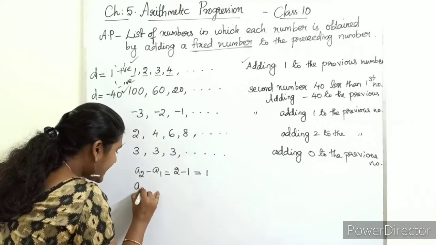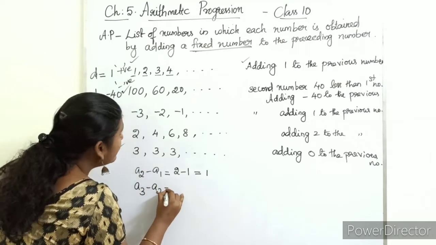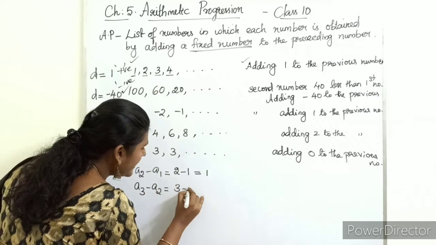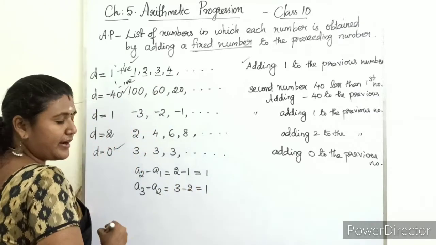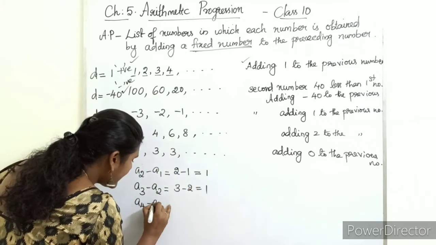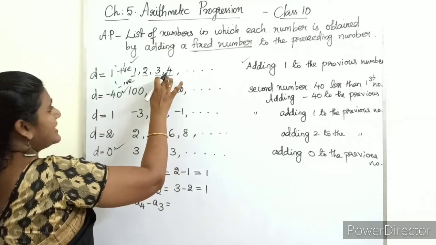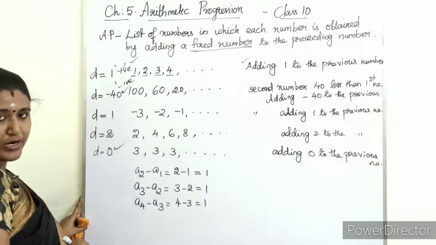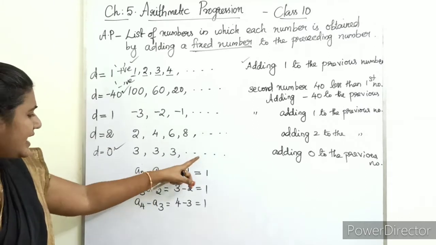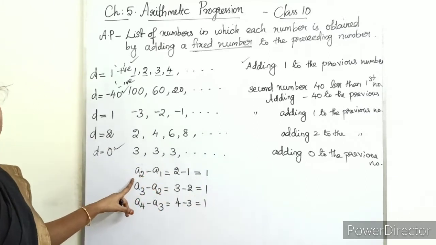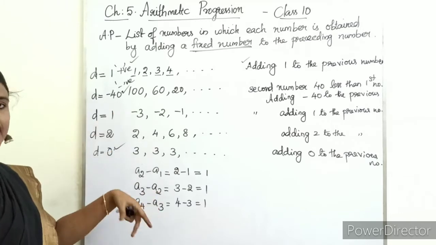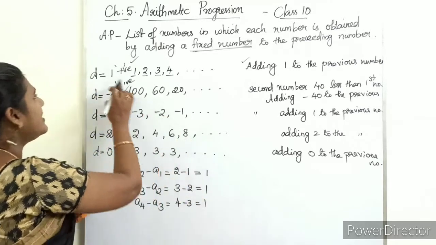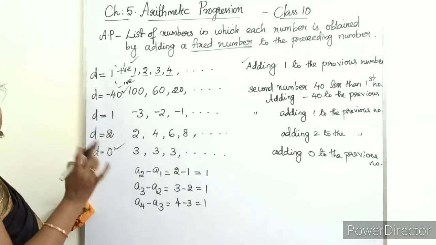What is A3 minus A2? A3 minus A2 means third term minus second term, that is 3 minus 2 is equal to 1. Now what is A4 minus A3? A4 minus A3 is fourth term minus third term, which is also 1. Okay, so if you see here, all these differences between the succeeding term and the previous term will be the same. That will be the common difference of the AP.